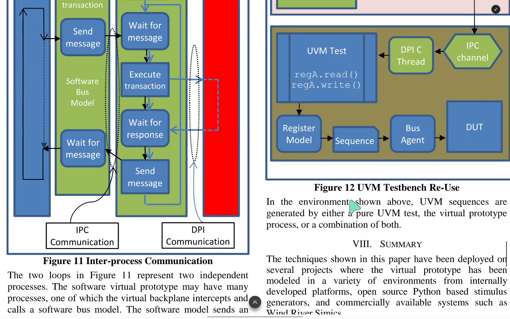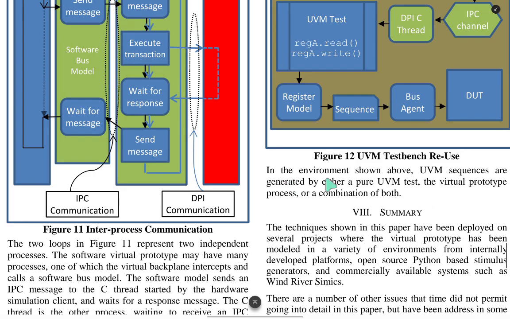Figure 12. UVM test bench reuse. In the environment shown above, the UVM sequences are generated by either a pure UVM test, the virtual prototype process, or a combination of both.